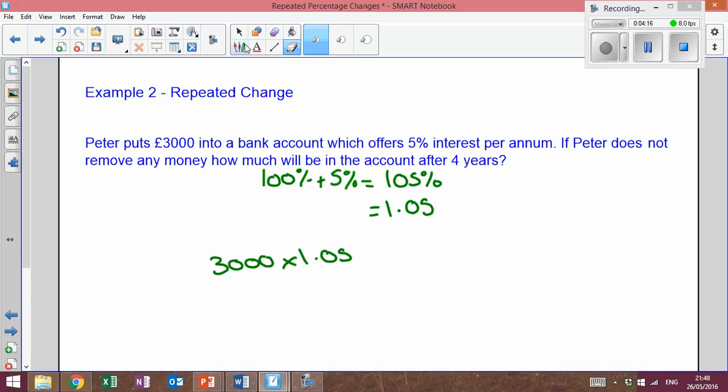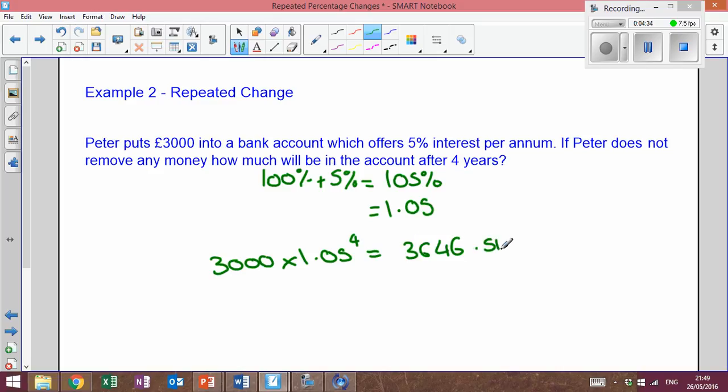Okay, what we really need is a power 4. So it's 3,000 times 1.05 to the power 4. You go to your calculator, you type it in, and it gives you 3646.51875. Now we know we're talking about money, so we don't want all this. It's not giving us any significant figures to do it to, so we're just going to do it to 2 decimal places because that's what we do with money. So 3646.52.